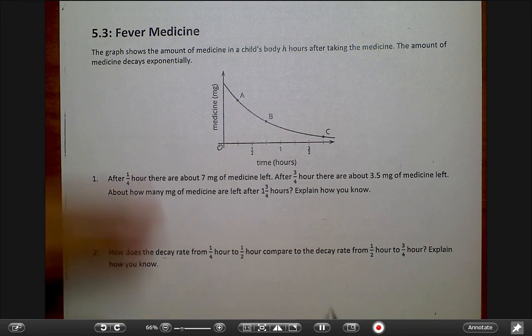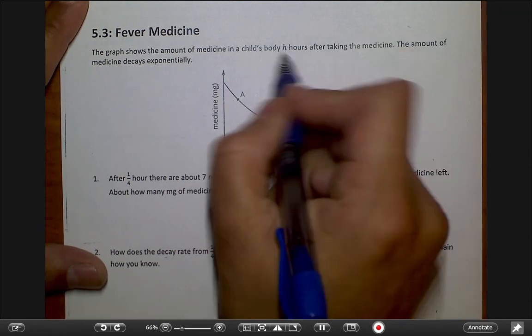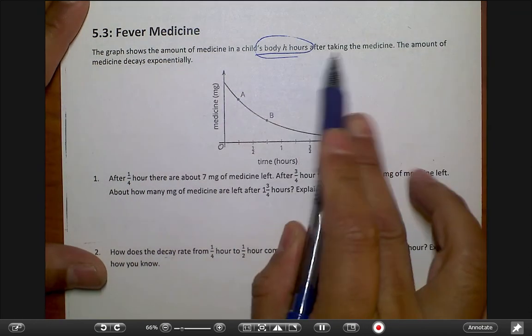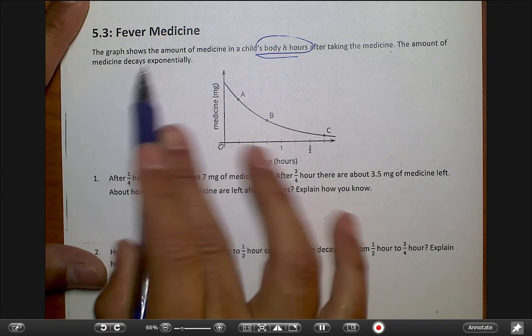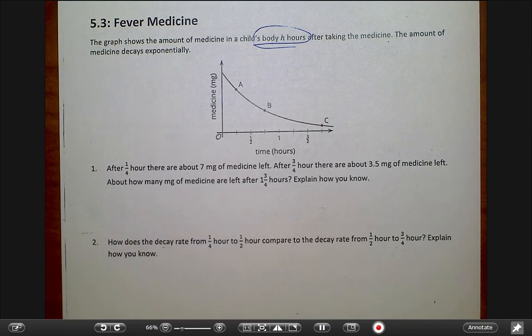All right. The graph shows the amount of medicine in a child's body H hours after taking the medicine. The amount of medicine decays exponentially. All right, so for this right here, we're going to go through and actually solve for everything. So this one's going to be slightly different than what we did before. Slightly different because I don't know the initial value yet.